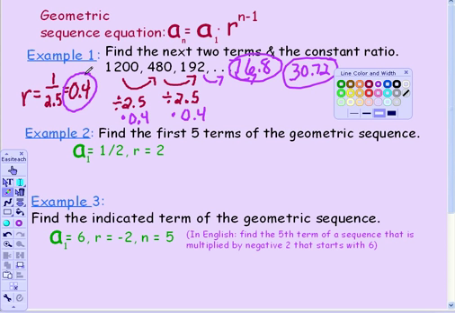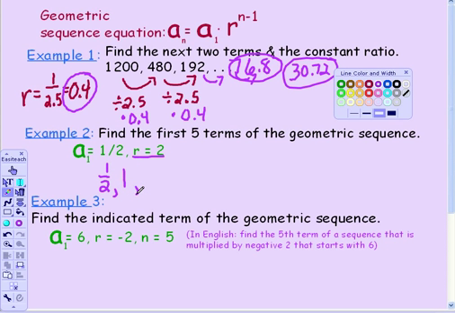In example 2, find the first 5 terms of the geometric sequence. So we already know the first term is 1/2. That's given to us. So we're starting with 1/2. We also know that R equals 2. That means each term is found by multiplying, since this is geometric, and in this case R equals 2, so we multiply by 2. So 1/2 times 2 is 1.